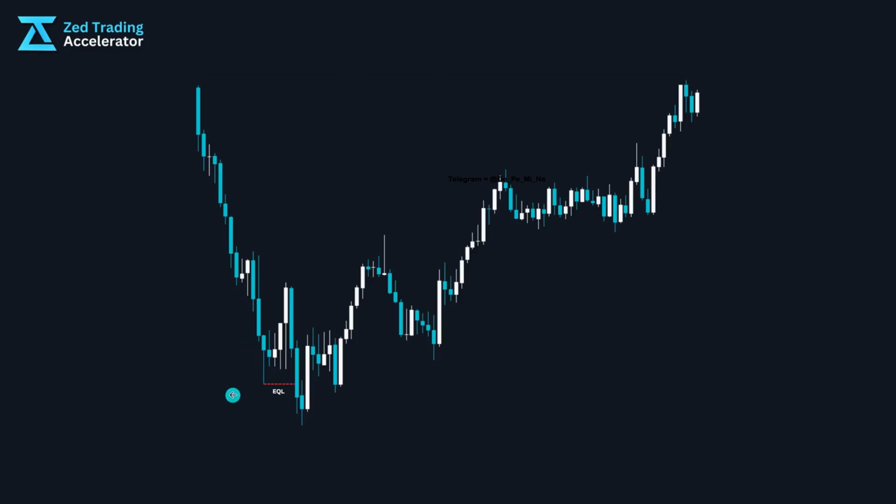As we can see right here, we have taken out these equal lows before going higher. Another one right here. We have now shifted bullish, but price decided to go lower first before going up. Price decided to take out this liquidity first before going up. Isn't that strange? Why is the price going down first before going up? Can the price just move up already without going down?